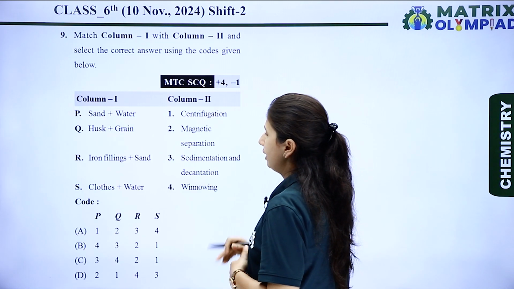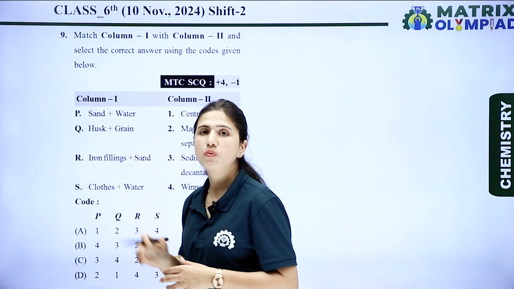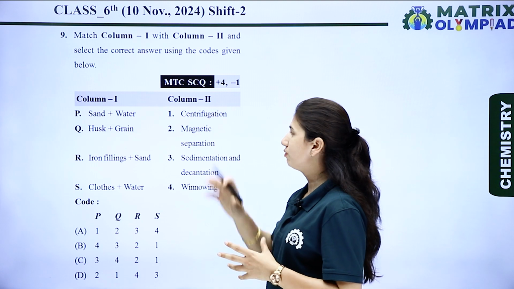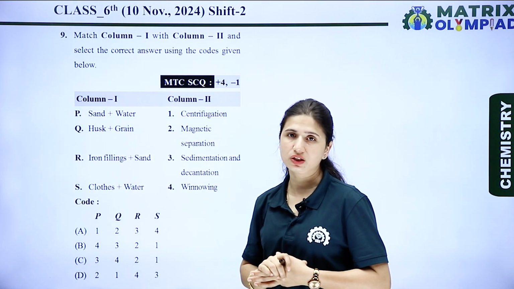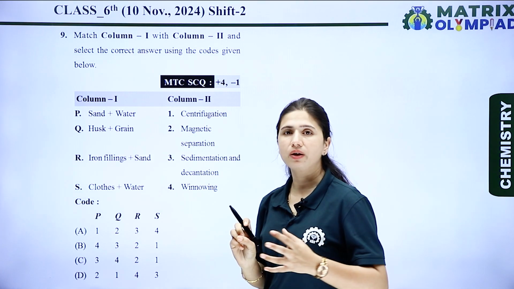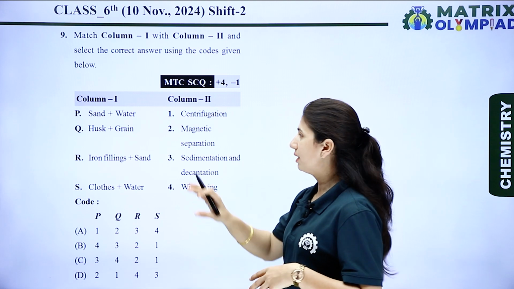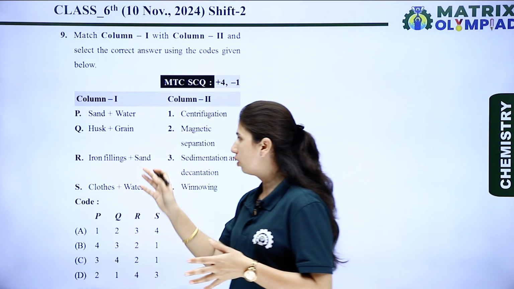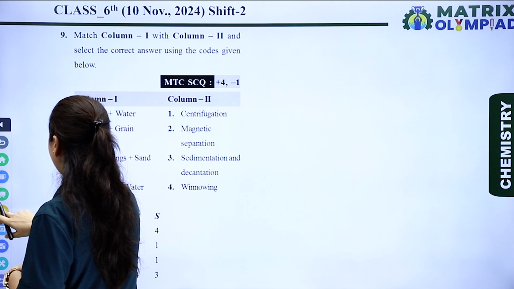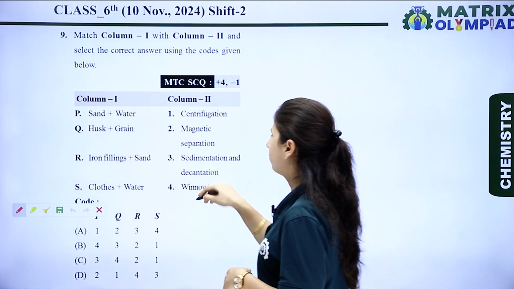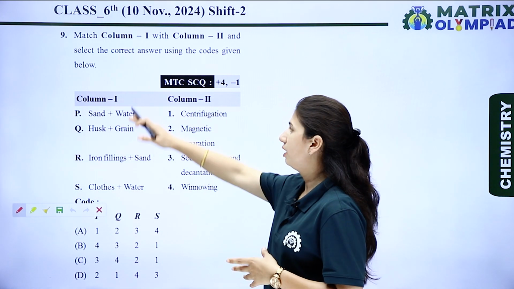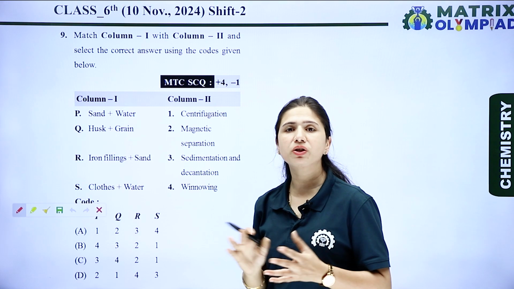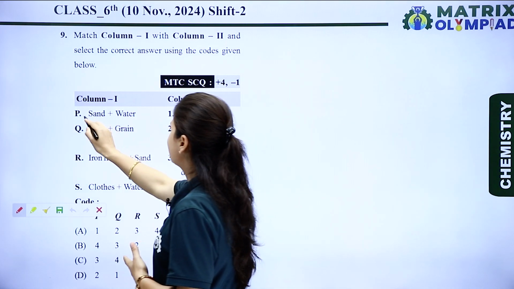Okay, and the last one is clothes and water. There is a process which is known as the centrifugation process. By the centrifugation process, basically in washing machines, we can easily separate the water from the clothes. Now let's see column second. In column second, different techniques are present, and in column first, different mixtures are present. So let's see sand and water.